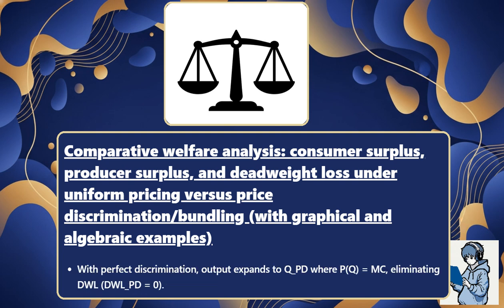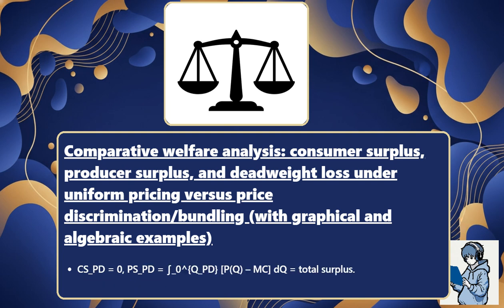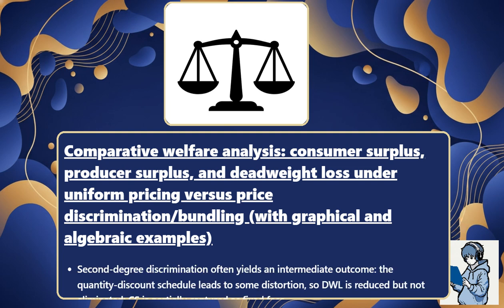With perfect discrimination, output expands to Q_PD where P(Q) equals MC, eliminating DWL, DWL_PD equals 0. CS_PD equals 0. PS_PD equals the integral from 0 to Q_PD of (P(Q) minus MC) dQ equals total surplus. Second-degree discrimination often yields an intermediate outcome. The quantity discount schedule leads to some distortion, so DWL is reduced but not eliminated. CS is partially captured as fixed fees.